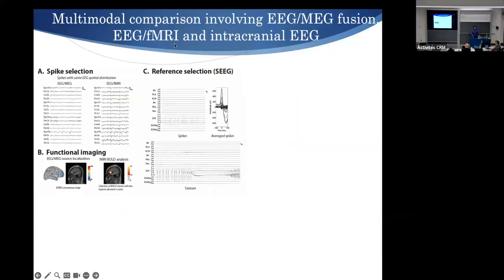And so in this study, we use that technique. So I will show you how we did it from the method point of view. So we first select similar spikes in EEG-MEG and in EEG-fMRI, apply MEG source imaging, apply fMRI analysis, extract the most significant cluster. So these are our 2 functional non-invasive data. And from the SEEG data, intracranial data, we did 2 things. We marked intracranial spikes, so we could average them, and we analyzed seizures.